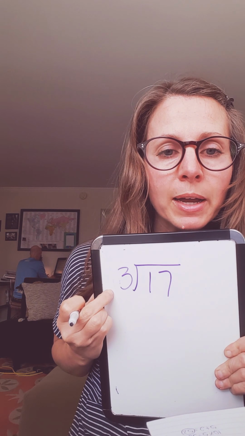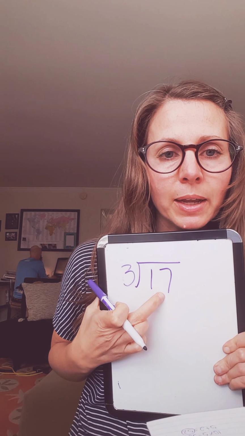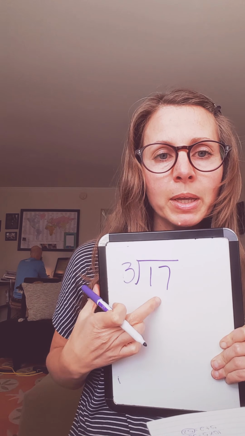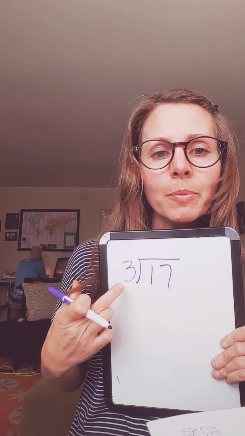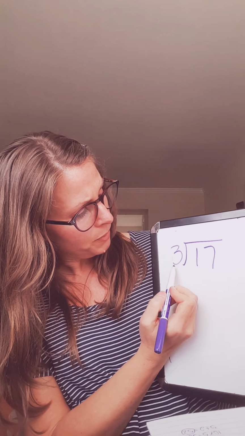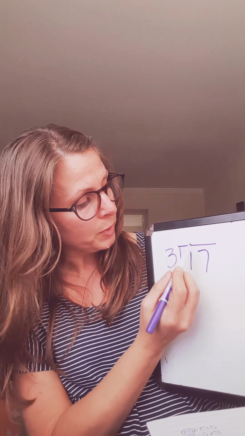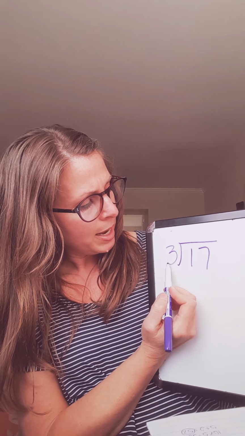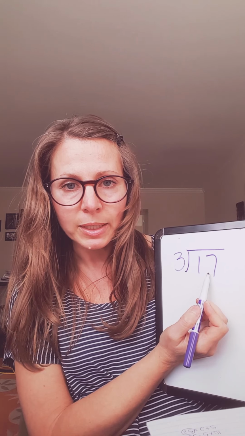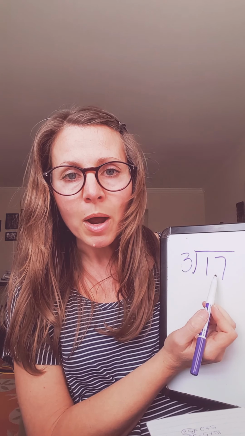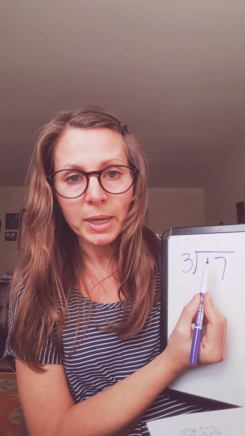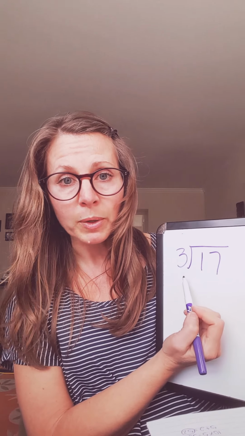So 3 is the divisor, 17 is the dividend, the number we're dividing up. How many times can equal groups of 3 go into 17? Let's find out. All right, so 3 cannot go into 1, so we're not going to put anything up here. How many times can 3 go into 17? Well, we know from our multiplication facts that a close one would be 5.